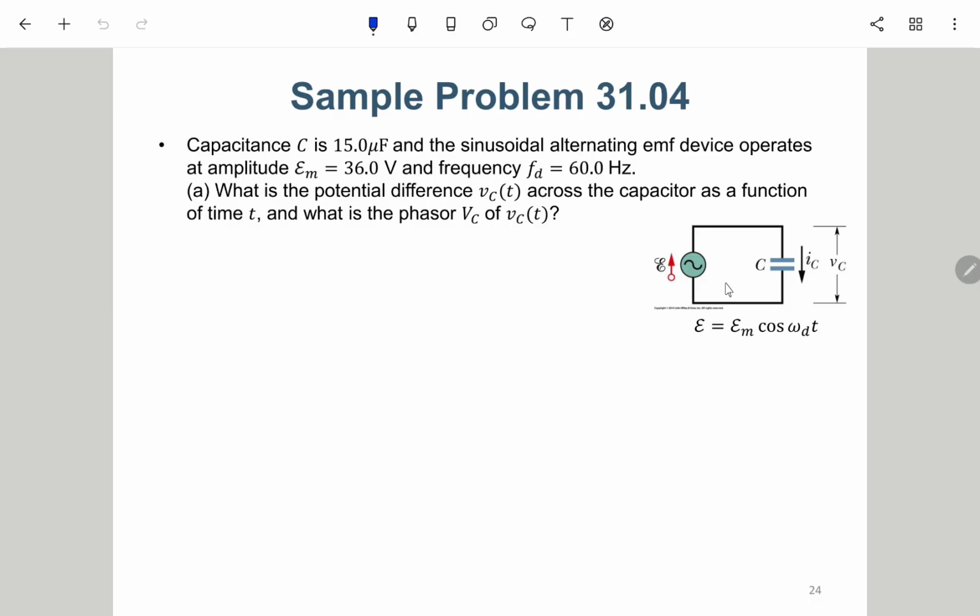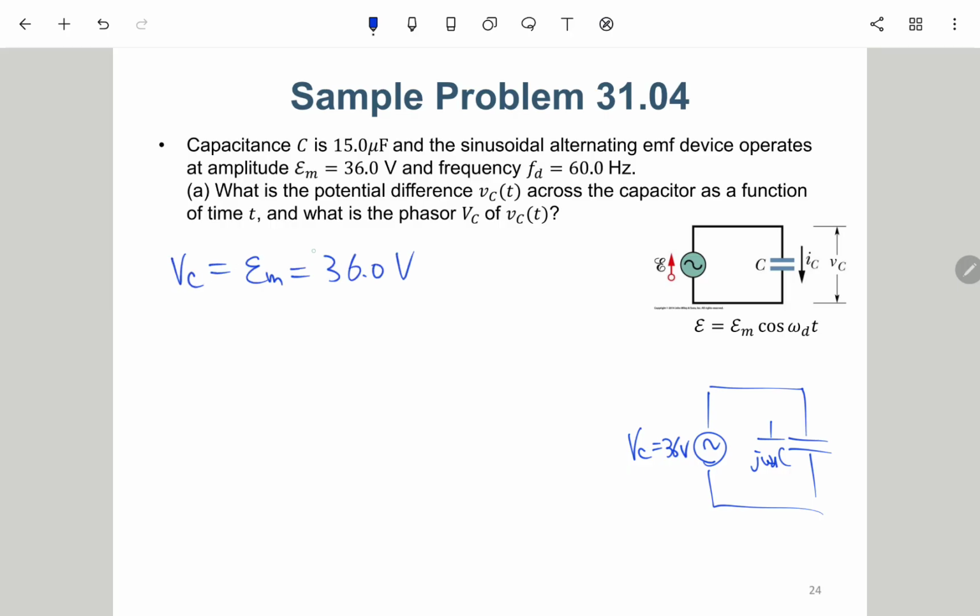You can also write out the phasor diagram. The phasor VC is 36 volt, and then this is 1 over j omega d c, so it will be a complex number. If you plug in all the numbers, it becomes a number, rather than 1 over j omega c. So here VC will be EM, which is 36.0 volts.